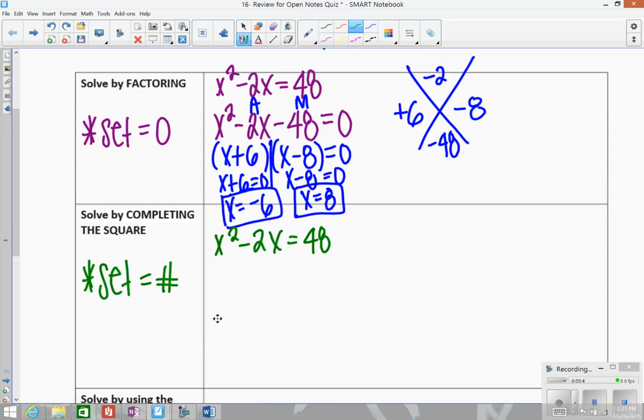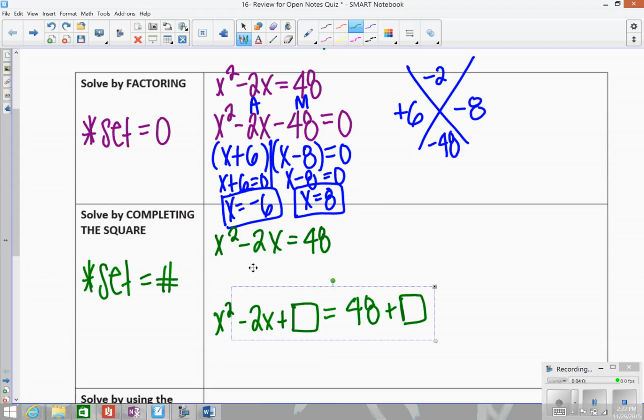Now, down here, I'm just going to write x squared minus 2x, keep the signs, plus the square equals 48 plus the square. Remember to have our square on both sides, to tell us that whatever we add to one side, we have to add to the other. Now we're going to actually complete the square. Up here, I'm going to draw in my square. We split up x squared, so we get x and x. We split up -2, so -1, -1.